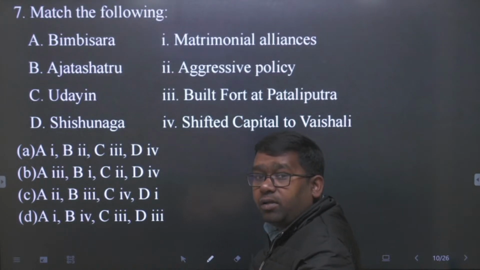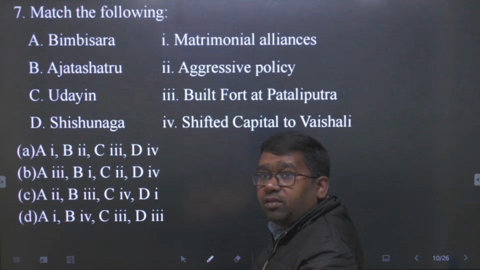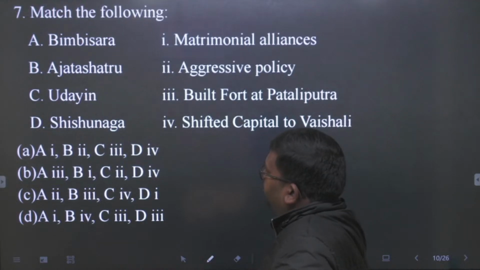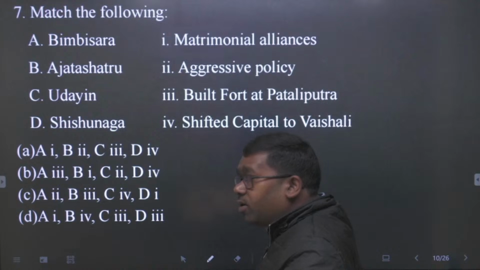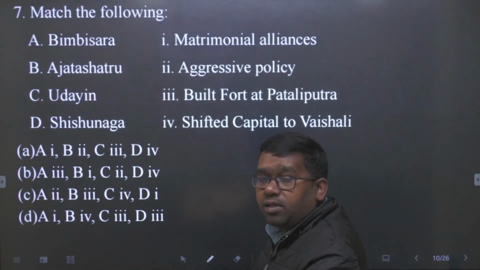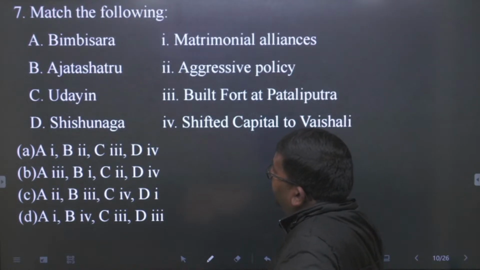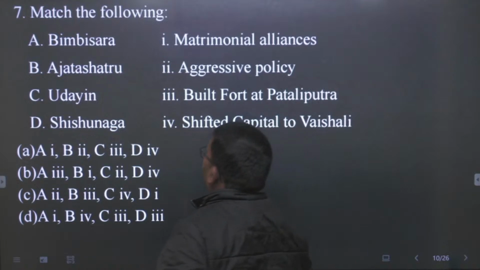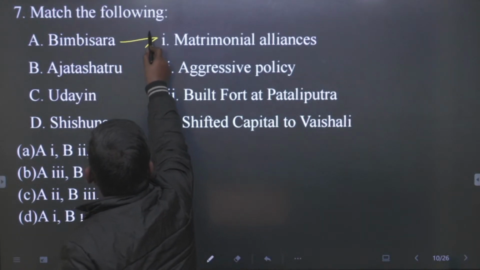Can we solve the question? So here what can we say? Bimbisar had many matrimonial alliances, three of them. One was Klosal, the other was Vajji, and the third was from Madri from the Punjab region. So the answer will be that Bimbisar went for matrimonial alliances.